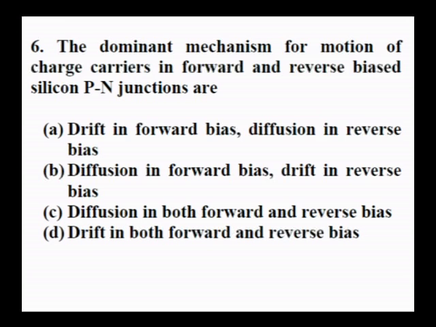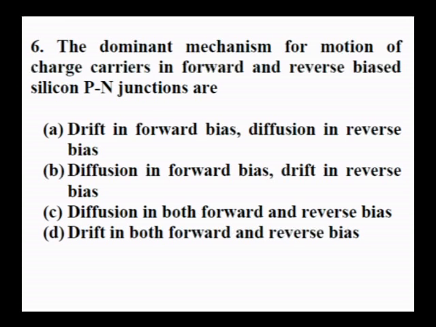Sixth question, the dominant mechanism for motion of charge carriers in forward and reverse bias silicon PN junctions are. See, when you forward bias a diode or a PN junction, diffusion is the major or dominant mechanism, and when you reverse bias, what happens?